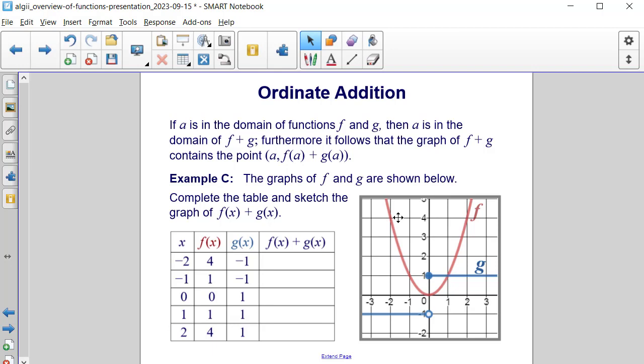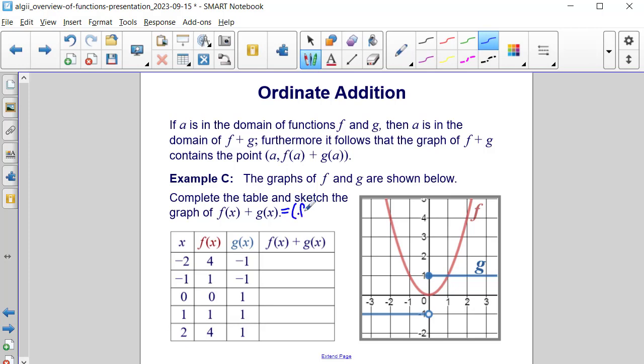And let's also demonstrate that with this example. The graphs of f and g are shown in the coordinate plane below. Complete the table and then sketch the graph of f of x plus g of x, which again is equal to f plus g of x. So if x is -2, f of x is at 4, g of x is at -1. So if we add these two together, we end up getting an output value of 3. When x is -1, the f output is 1, the g output is -1. If we add these together, we get a value of 0.